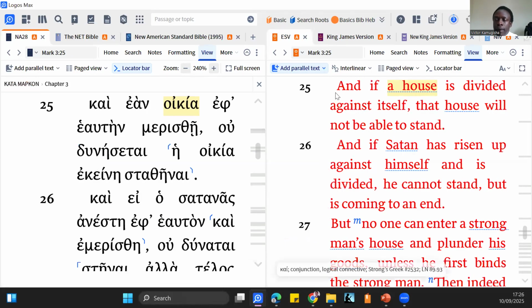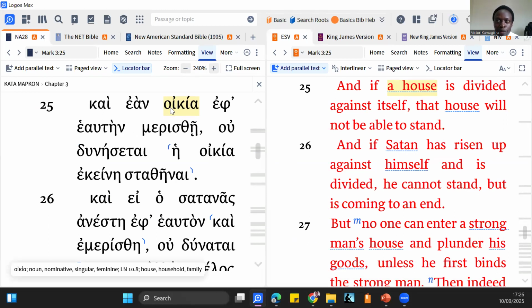The next is Mark chapter 3, verse 25. And if a house is divided against itself, that house will not be able to stand. I'm looking at the Greek word for house. I have omicron and iota that forms a diphthong. Remember, that's close to oil. So this is the Greek word for house, which is oikia. I pronounce that diphthong as a single letter.